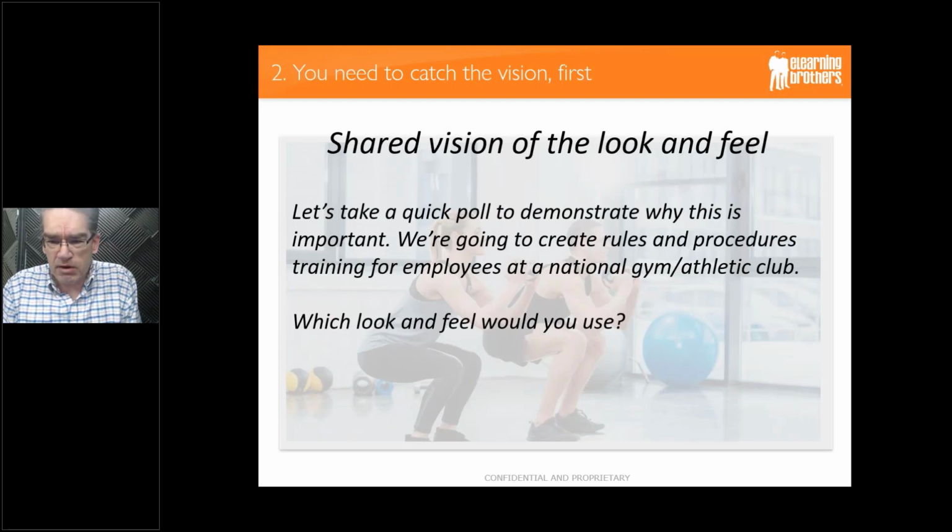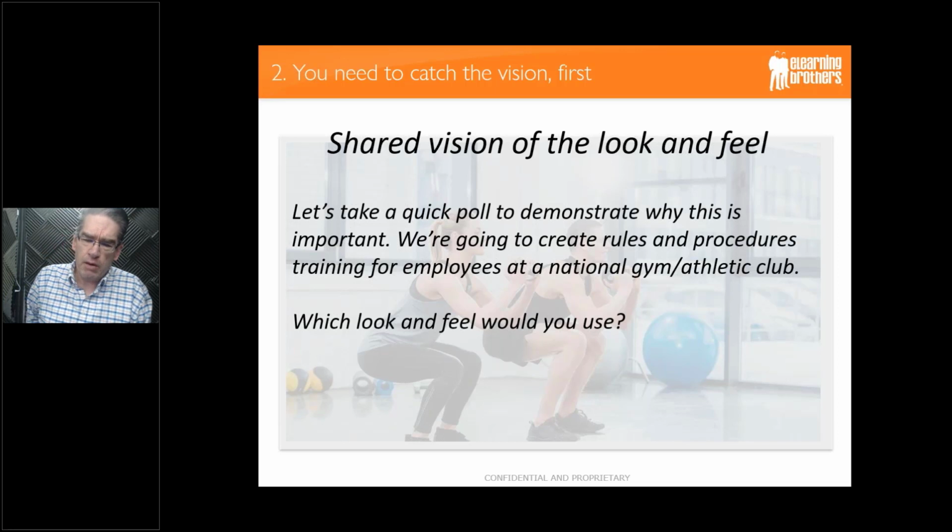Let me give you an example of what I mean when I say the shared vision of the look and feel. I want to do a quick poll to demonstrate why this is important. Let's say we're going to create rules and procedures training for employees at a national gym or an athletic club, like Gold's Gym or Vasa Fitness or one of those memberships. These are people that work for them. These are employees that are going to be doing some rules and procedures training as to what their roles and responsibilities are at the gym.